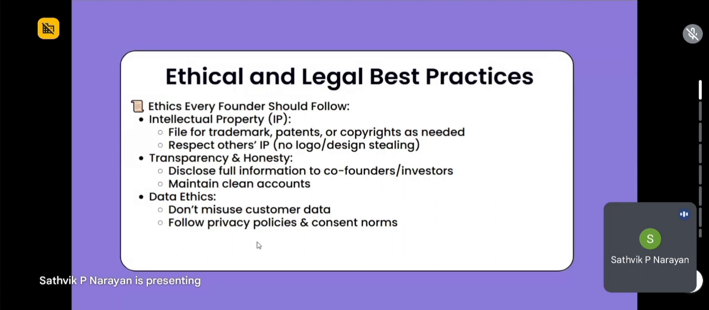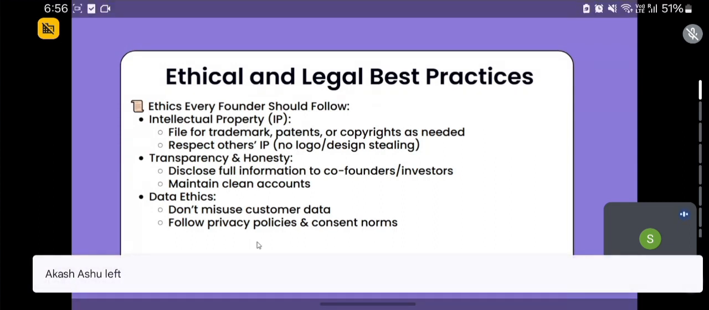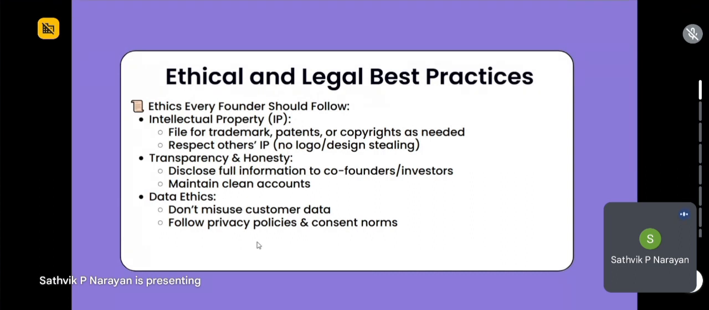And obviously data and ethics is one concern, because most of the products and services in the digital era are digital, right? So we should make sure that we state our privacy policies perfectly, so that customer data is not exploited. A bit of transparency should be given to the co-founders and investors, so that whenever you are trying to pitch, right, don't oversell it. There is no requirement of overselling it.